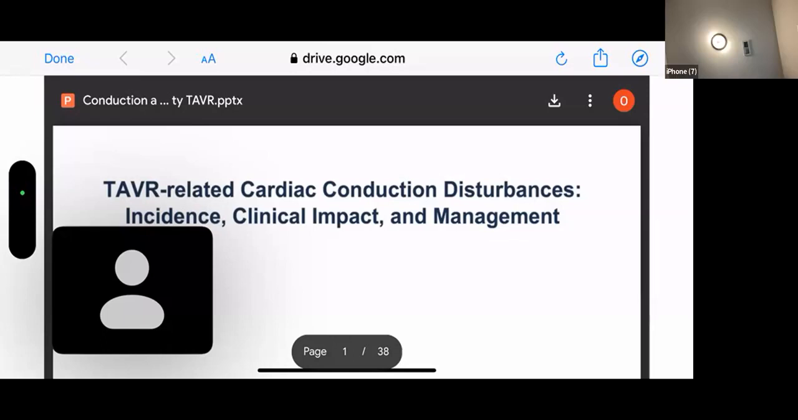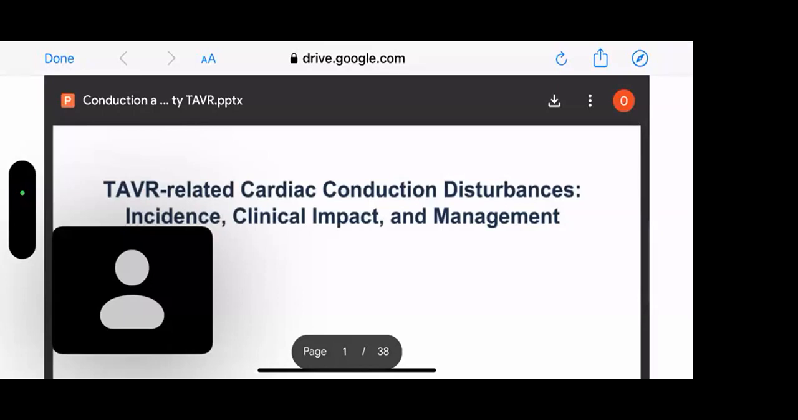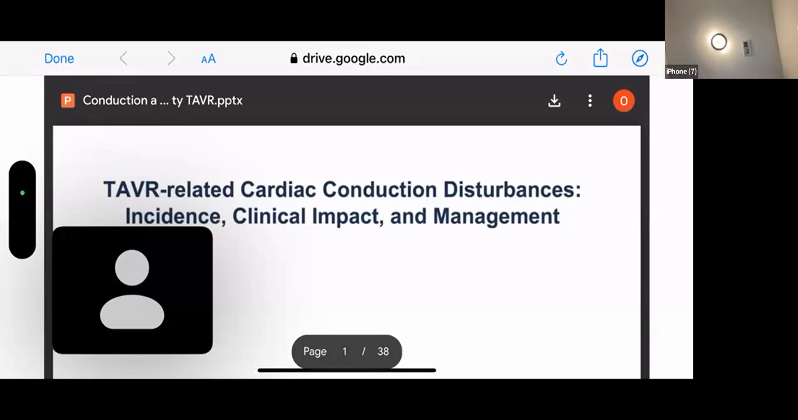Excellent question. Let me start with the second part, where you're talking about a valve-in-valve procedure, right? If they already had a valve, that valve is already kind of protective. We've not noticed any increase in conduction abnormality in those patients, because the first valve is already sitting there and doesn't allow the second one to impinge on the conduction system. We've not noticed any increase in those patients with valve-in-valve. Then, remind me your first question.